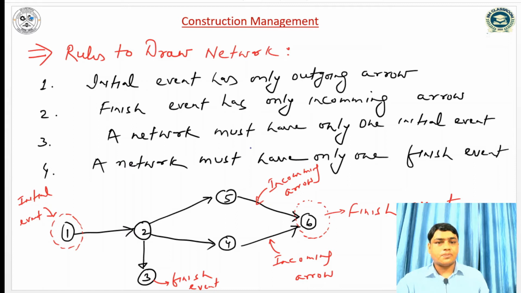With the help of these rules we can check whether our network is correct or not. The third one is a network must have only one initial event. So in any type of network there should be only one initial event. We can see that in this network there is only one initial event.